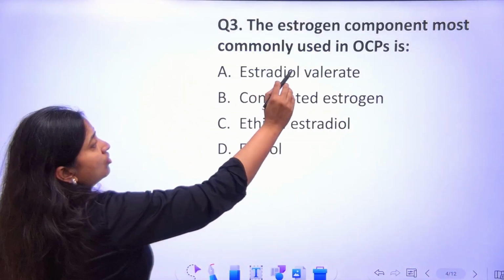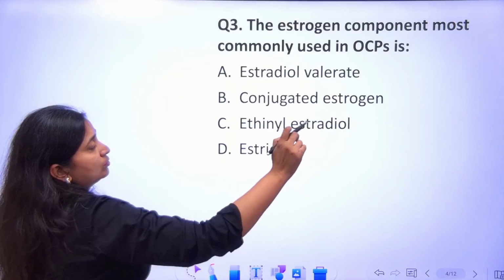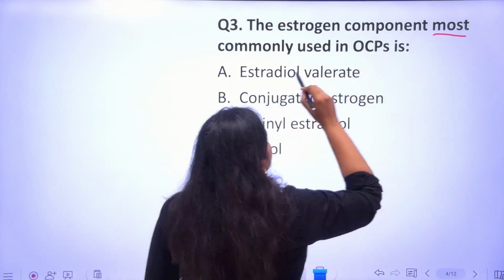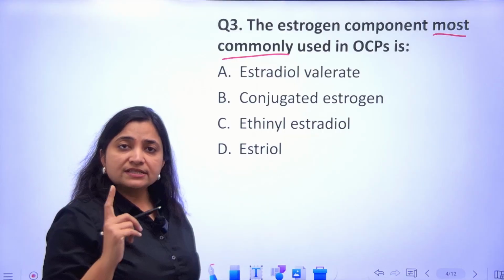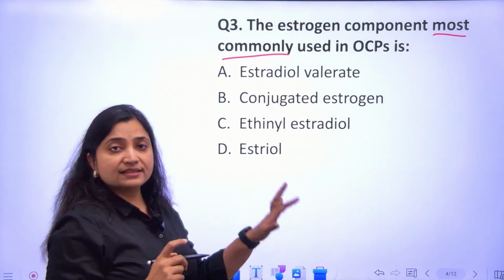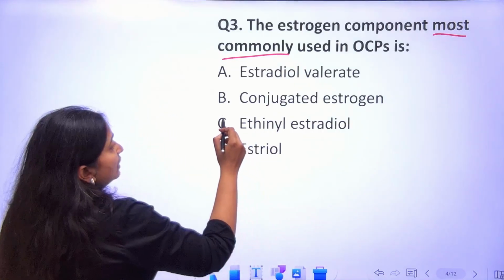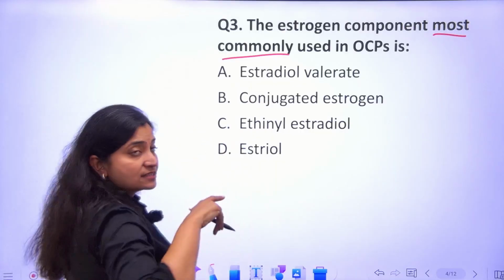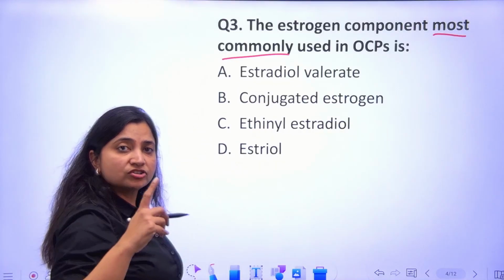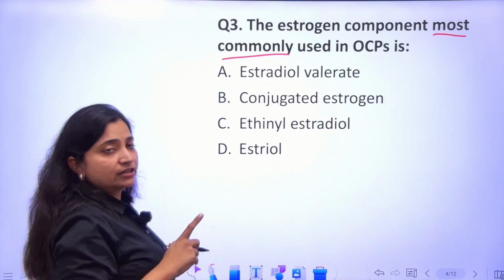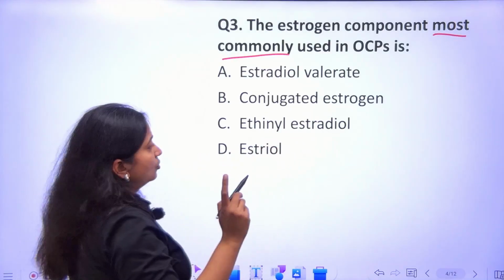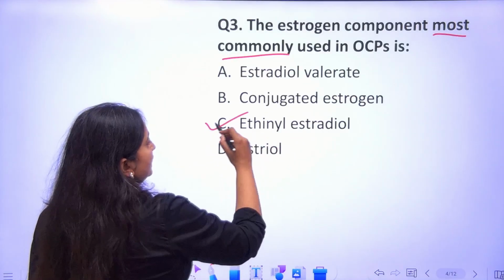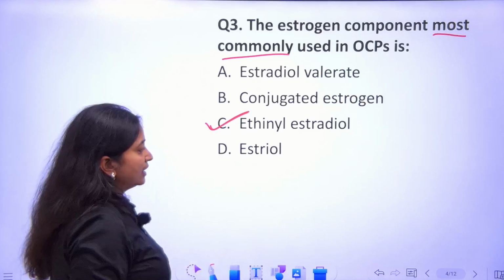The estrogen component most commonly used in OC pill, most commonly. All of these questions I have already covered in my OC pills lecture, but it is just the exam point of view. So estradiol valerate, yes, we have in newer 4th generation pills, we have got estradiol valerate, but it is not the most common. Conjugated estrogen, no. Ethinyl estradiol, yes. So your answer is ethinyl estradiol.